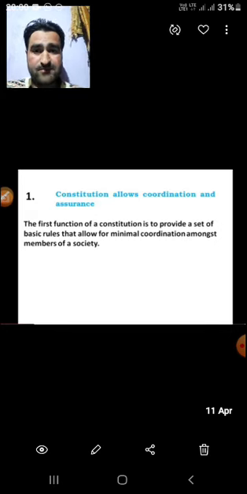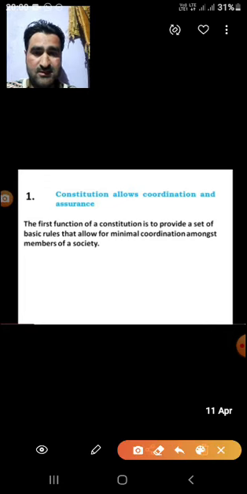Now coming to the most important part, why do we need a constitution? It is very simple to understand that constitution allows coordination and assurance.